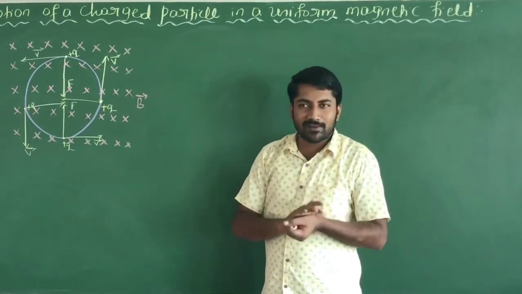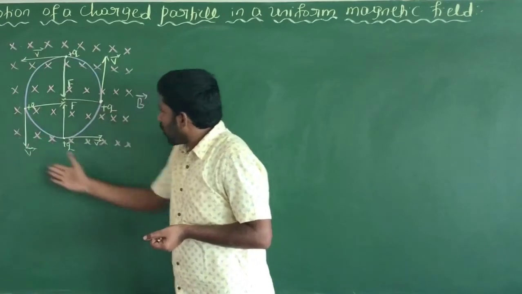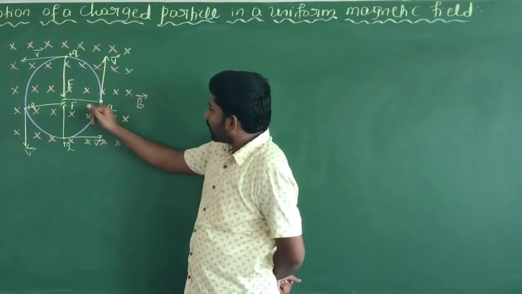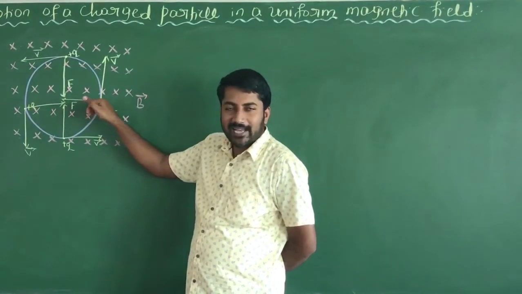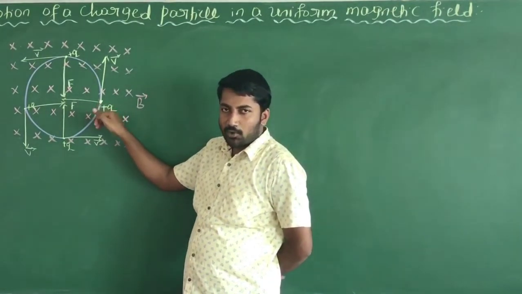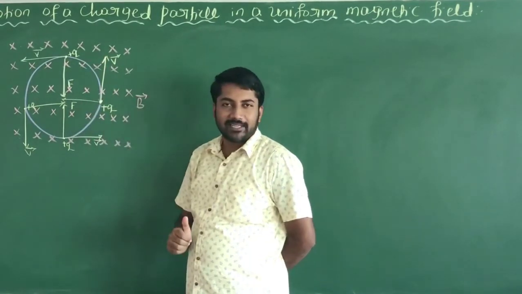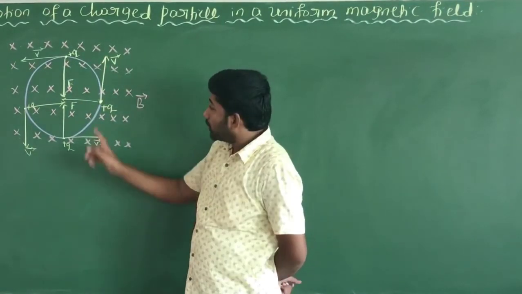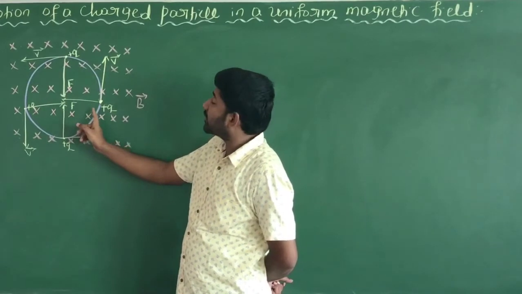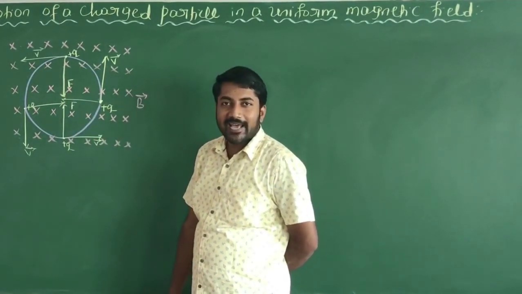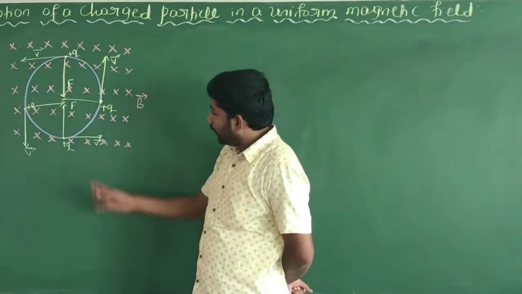This is a very simple concept. This is the case of a uniform magnetic field. Here, I consider +q as the charged particle. It has a certain mass m and it is moving with velocity v perpendicular to the direction of the magnetic field. Here, the force only changes its direction.